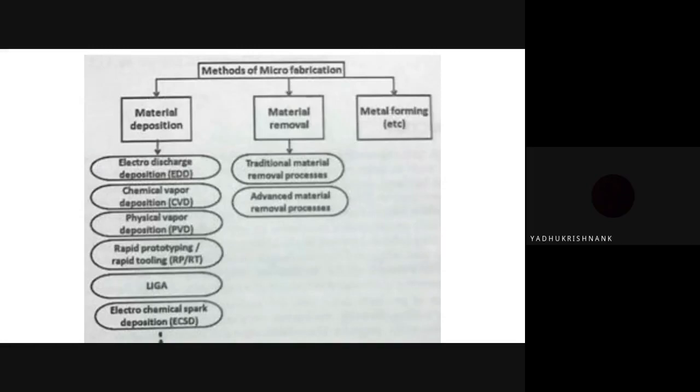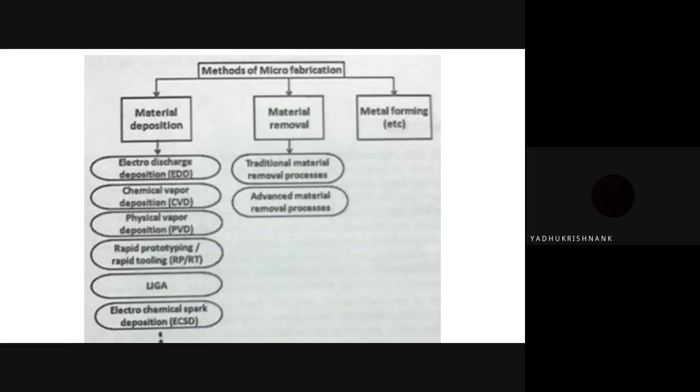Okay, fine. So in material deposition, the methods are like electrode discharge deposition, EDD, chemical vapor deposition, physical vapor deposition, rapid prototyping, LIGA process, electrochemical spark deposition. So all these processes come under material deposition, which is nothing but the material being deposited on the final product or component so that a contour is created over that.